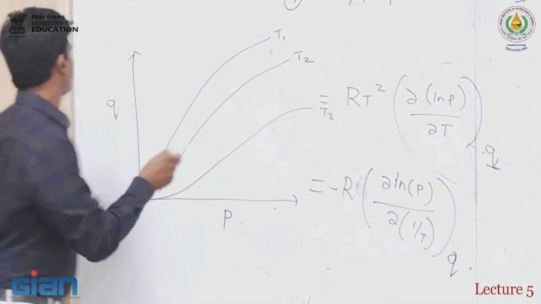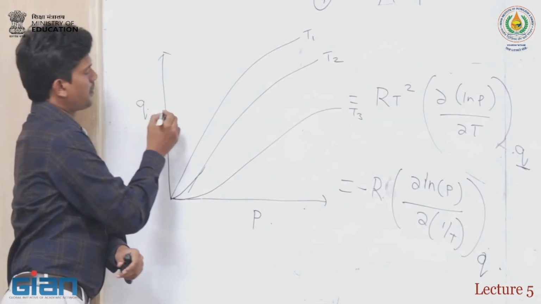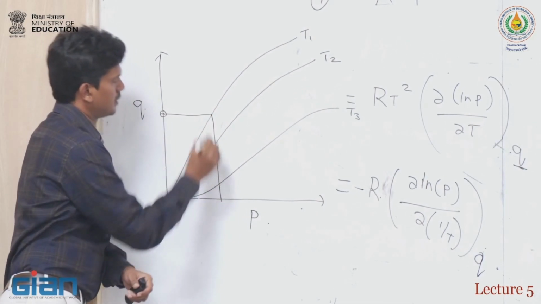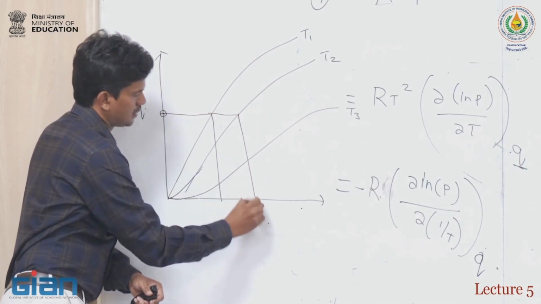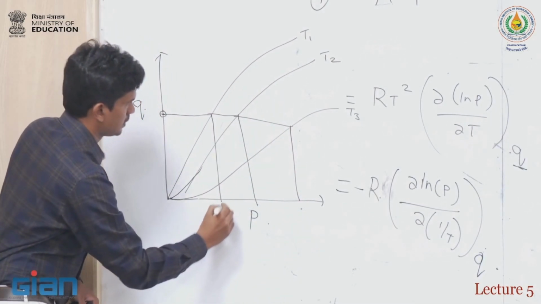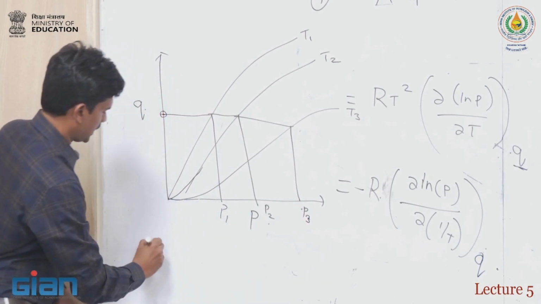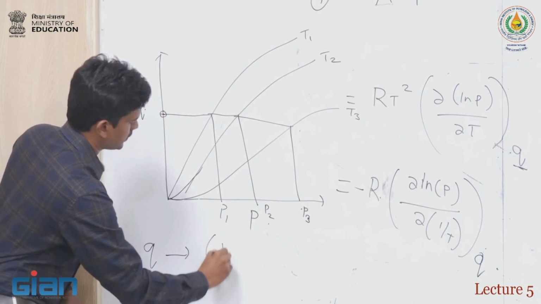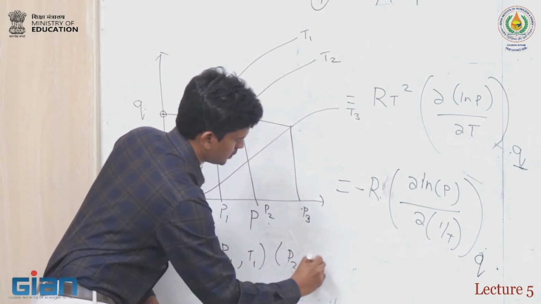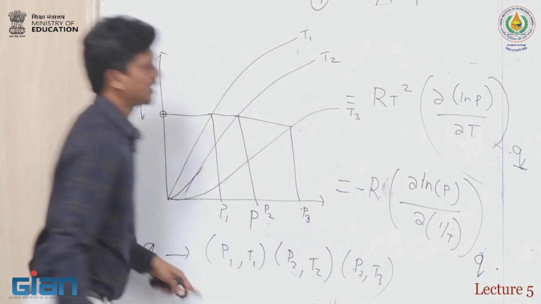So that means first you fix the loading. So any loading you take, okay, and then read, say, P1, P2, P3. So at any given loading Q, what we have is P1 versus T1, P2 versus T2, P3 versus T3. So we have these data points.